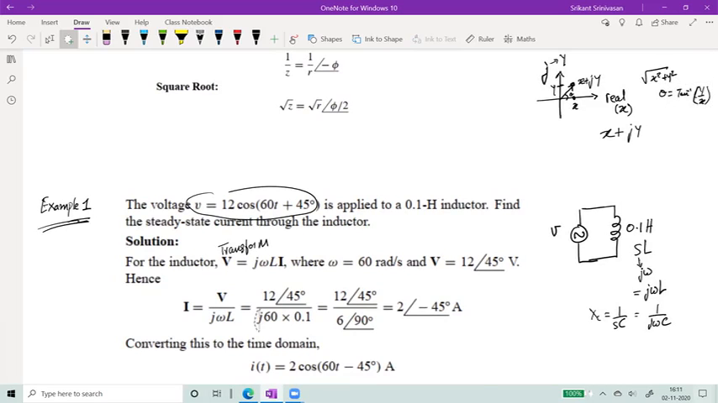Since this is j60 over here in the question, down here, since the denominator is j omega L, j into 60, j means it is purely imaginary. That means it's lying on the y-axis. So what is the angle that the y-axis makes with the x-axis? 90 degrees. Therefore, this is angle 90 degrees. So numerator is 12 angle 45, denominator is 6 angle 90.